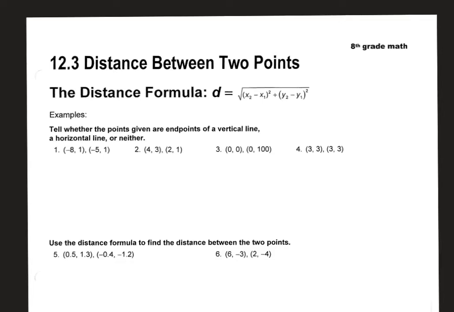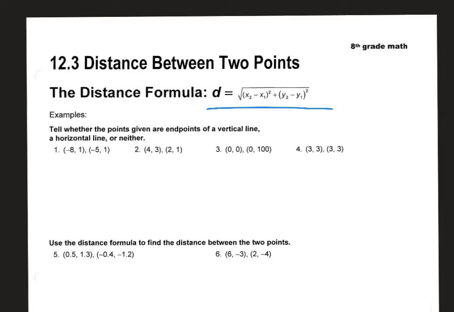Lesson from Module 12.3 is distance between 2 points. So the distance formula is what we're going to be working with in this module. And the distance formula is distance equals the square root. In parentheses, you're going to subtract your x values, x2 minus x1, and square it. And then add it to y2 minus y1, and then square that value. And then when you're all done, you're going to find the square root.